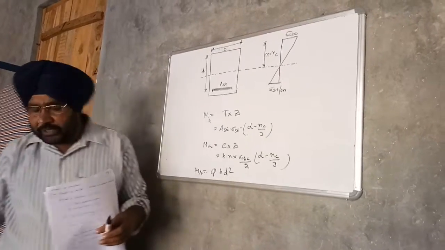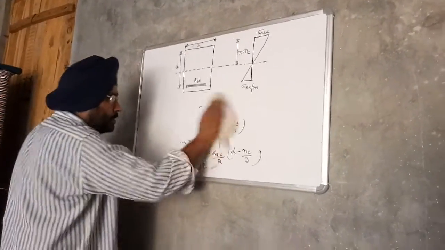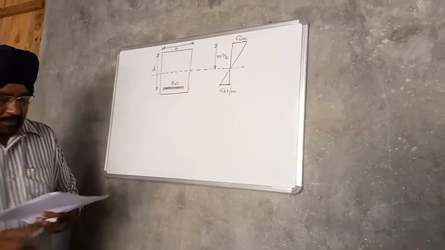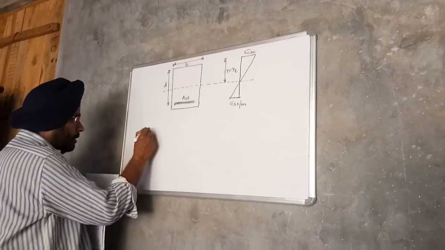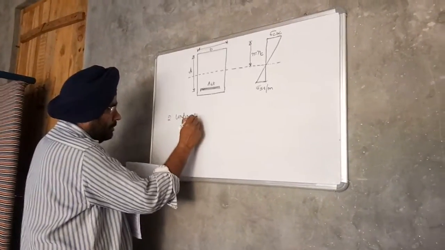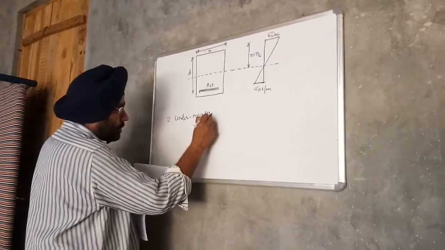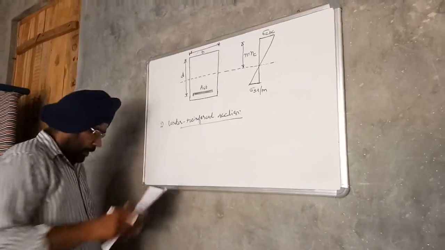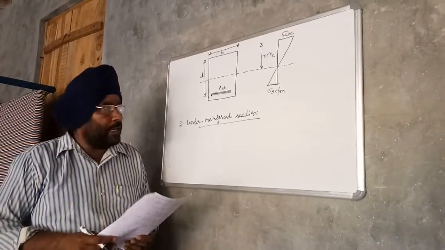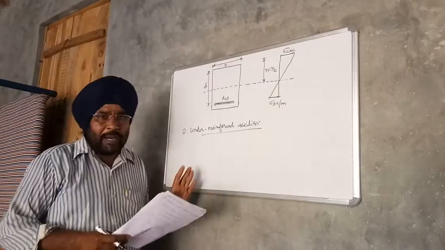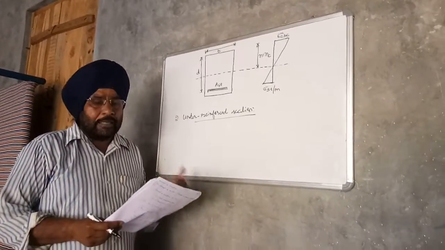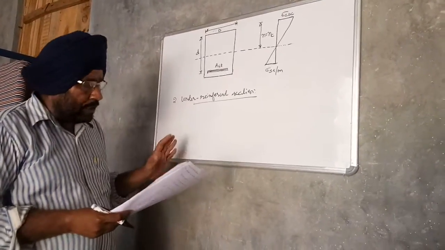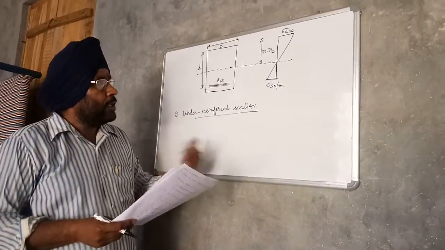So second type of the section is under reinforced section. If the area of the steel provided is less than that required for a balanced section, it is known as under reinforced section. So due to the less percentage of the steel reinforcement, the actual neutral axis will shift above the critical neutral axis.